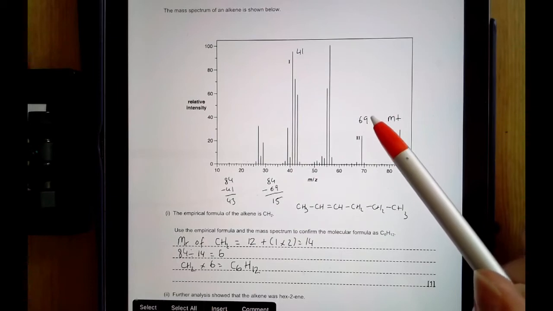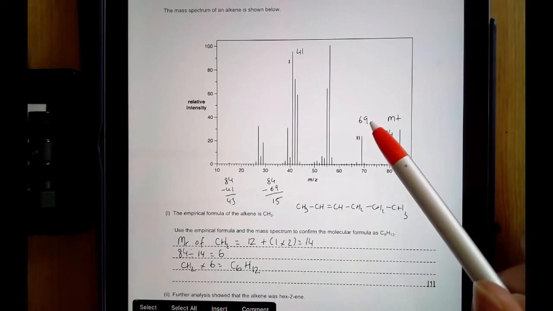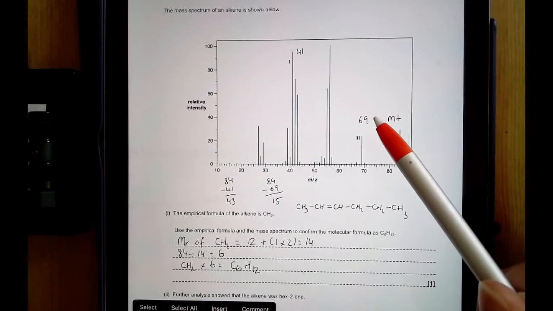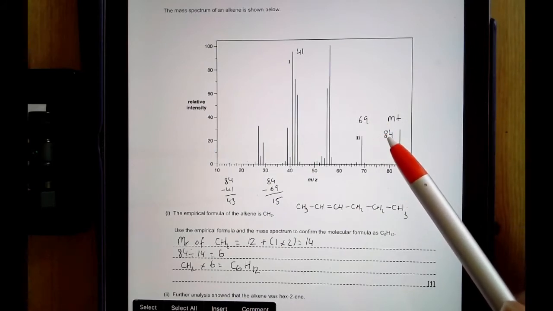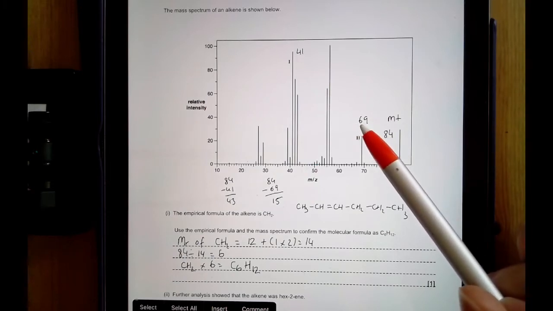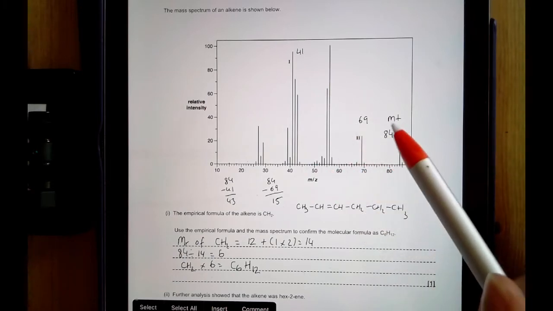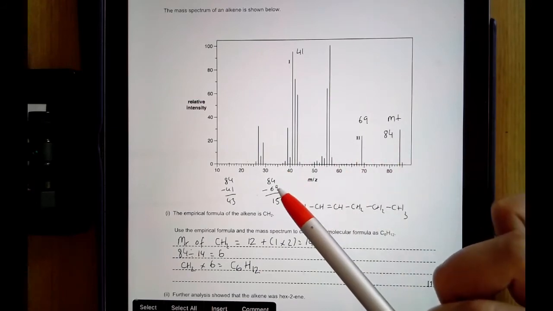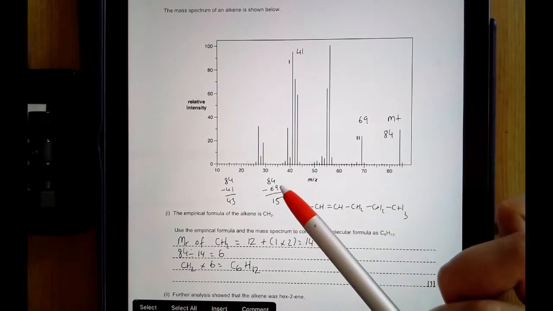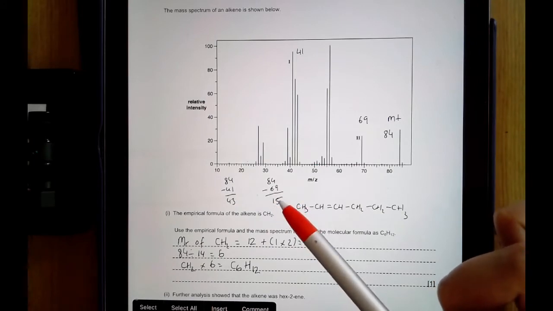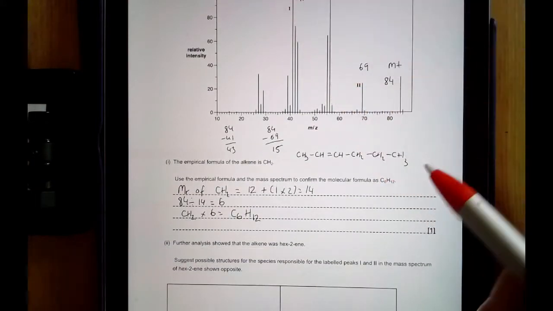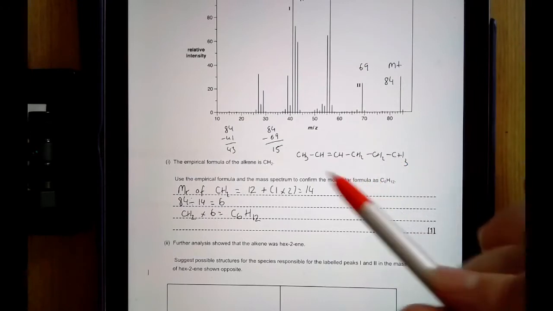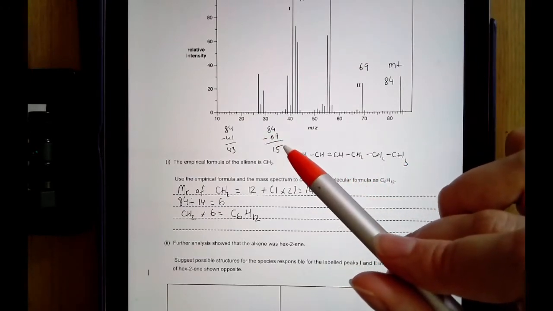So the first one I looked at was actually the 69. That number by itself doesn't mean anything to me in terms of what might be involved. So what I did instead was try and figure out what hex-2-ene has lost to give me a mass of 69. I took the 84, the mass of the whole molecule, minus 69, and I saw that if they had a fragment of 69, they must have lost a mass of 15. Now 15 does mean something to me. It's typically a CH3. So if I look at my hex-2-ene and just remove a CH3, then what I'm left with, that fragment, has a mass of 69.